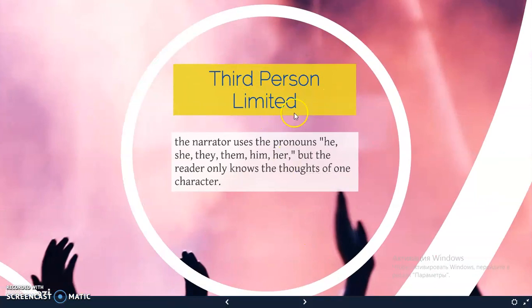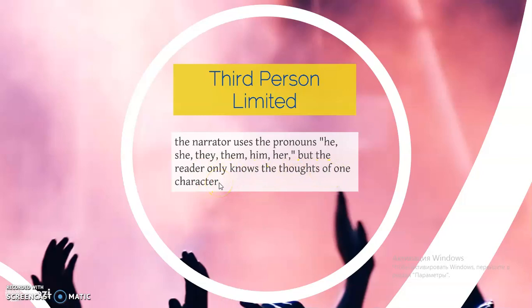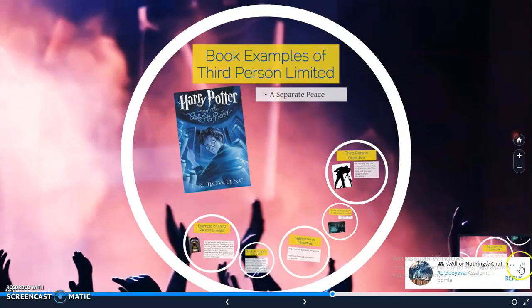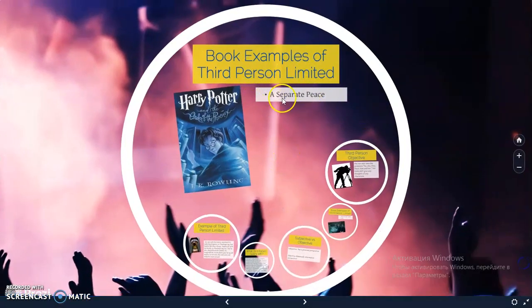So third person limited: the narrator uses the pronouns he, she, they, them, him, her, but the reader only knows the thoughts of one character. So in third person limited, we will use mostly personal pronouns, and we only know the thoughts of one character, not all the characters. Book examples of third person limited: a separate piece. You can have this Harry Potter book and you can read it.